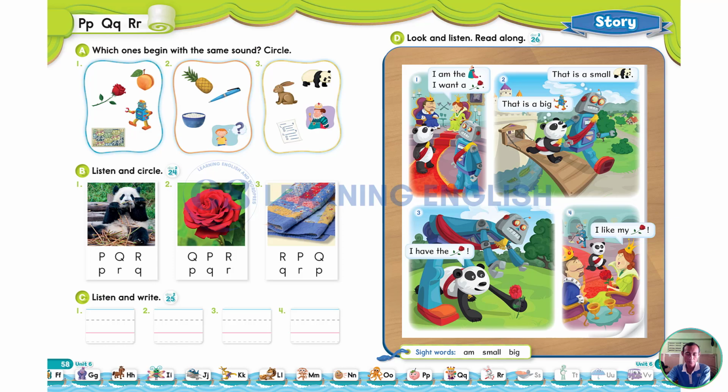Page 59. Story. D. Look and listen. Read along. 1. I am the queen. I want a rose. 2. That is a small panda. That is a big robot. 3. I have the rose. 4. I like my rose. Sight words. Am. Small. Big.